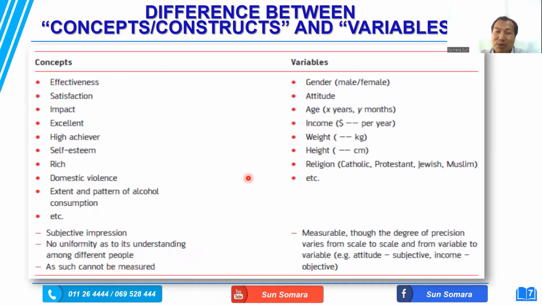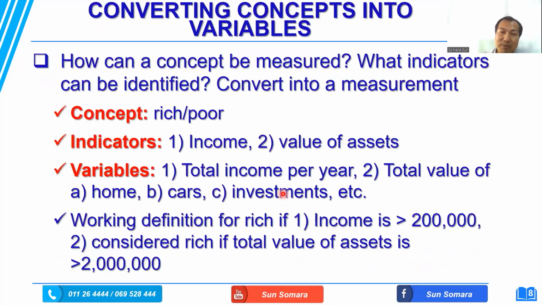So you can see about variable: it is measurable. The degree of precision varies from scale to scale and from variable to variable, for example attitude, which is subjective, or income. So in short, we can say a concept cannot be measured, while a variable can be measured. It just depends on some degree, or it can vary, but it still can be measured.